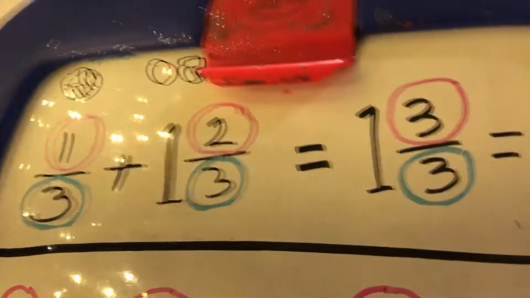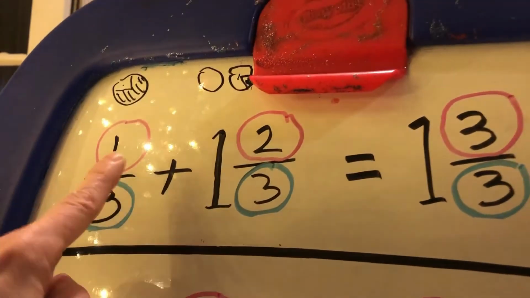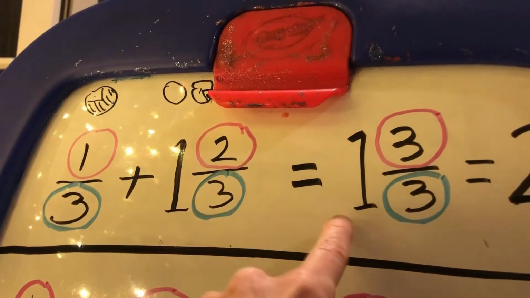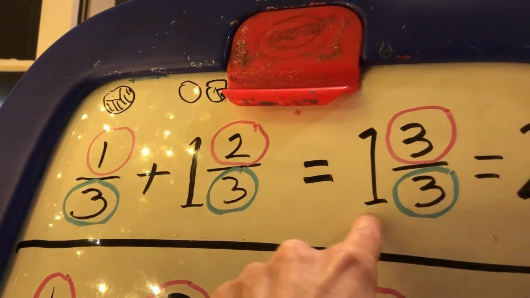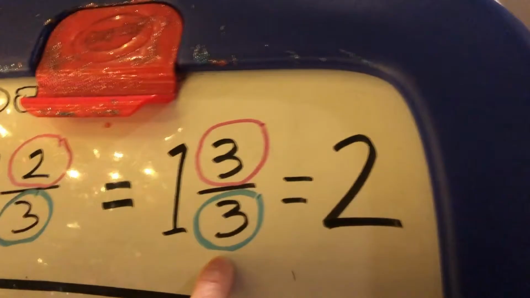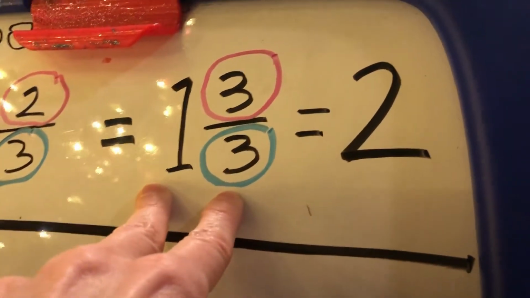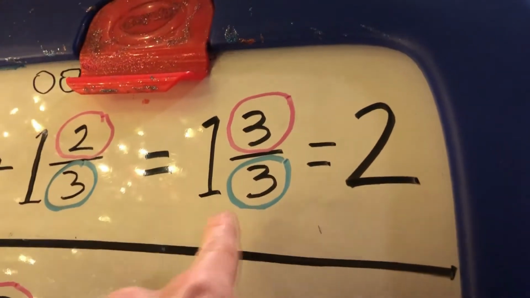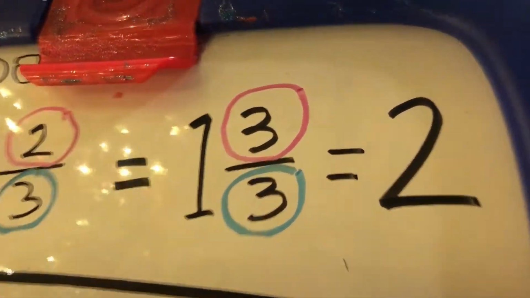Okay. So this person has 0 whole cookies plus 1/3. This person has a whole cookie plus 2/3. Altogether, they have a whole cookie plus 3/3. And then, do you see why we made 1 3/3 be 2? This is where we simplified it.